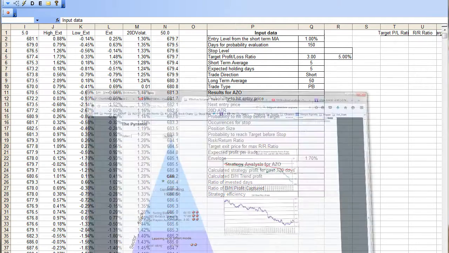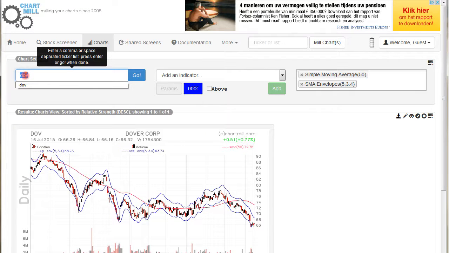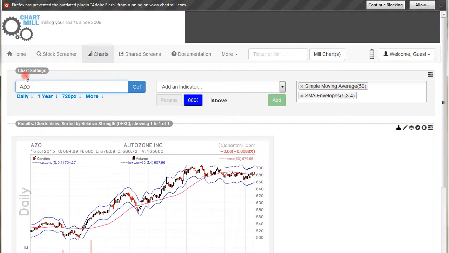So let's look at the pattern of this stock. Okay, this is quite a strong stock, so I am not interested in shorting a strong stock like this. You can see it's a bullish flag. AutoZone went up on a strong uptrend, and now it's kind of a trading range. So there is no reason to short it here. So I will forget this idea.